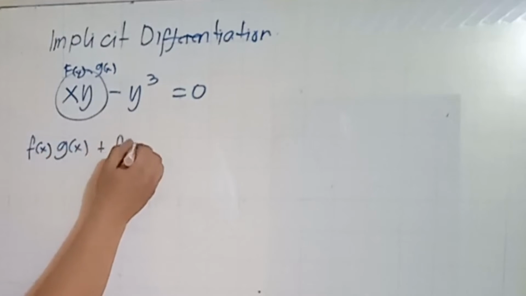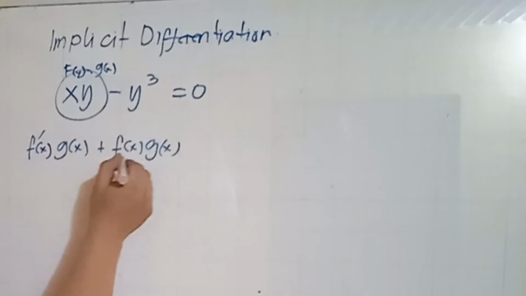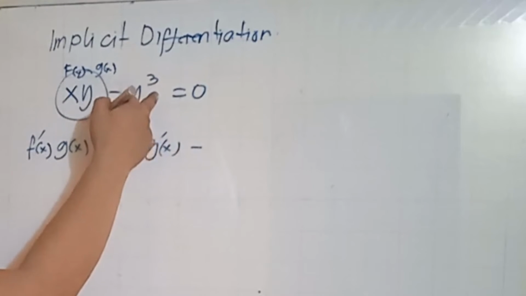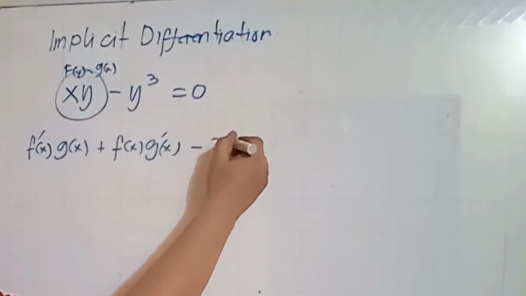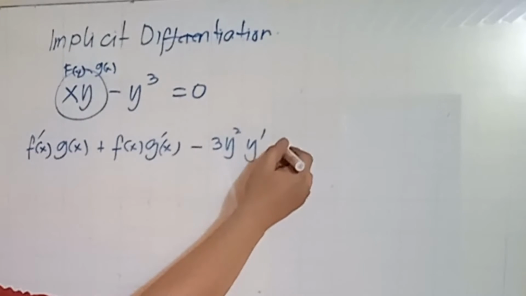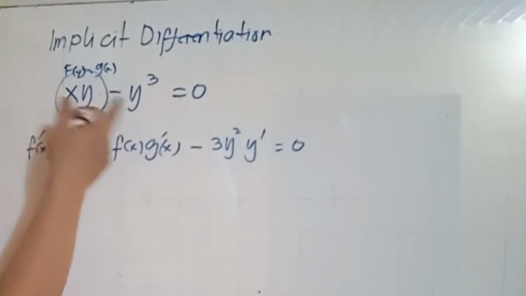plus f of x, g of x, yung isa prime, isa ito naman yung prime, minus, kunin na natin yung derivative nito, that is 3y square y prime is equals to 0. Substitute natin ito, product rule.